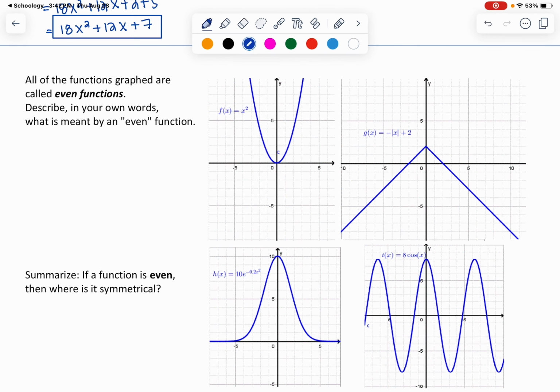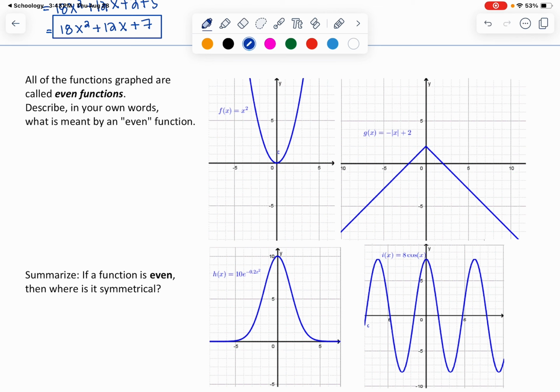First, it says here, all of the functions graphed are called even functions. Describe in your own words, what do you think is meant by an even function? So look at all those. Try it out on your own. All right, the follow-up question is, summarize this question. If a function is even, then where is it symmetrical?